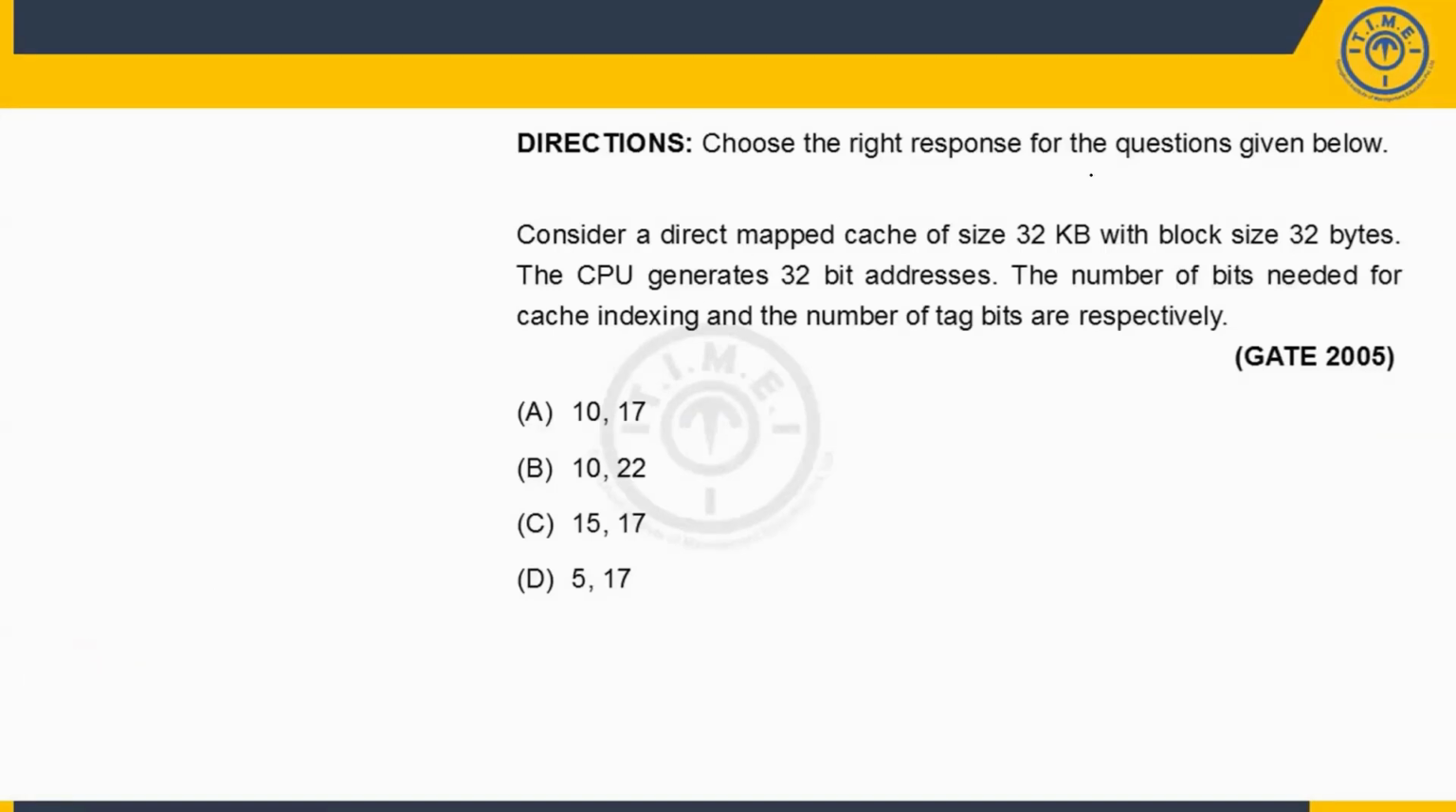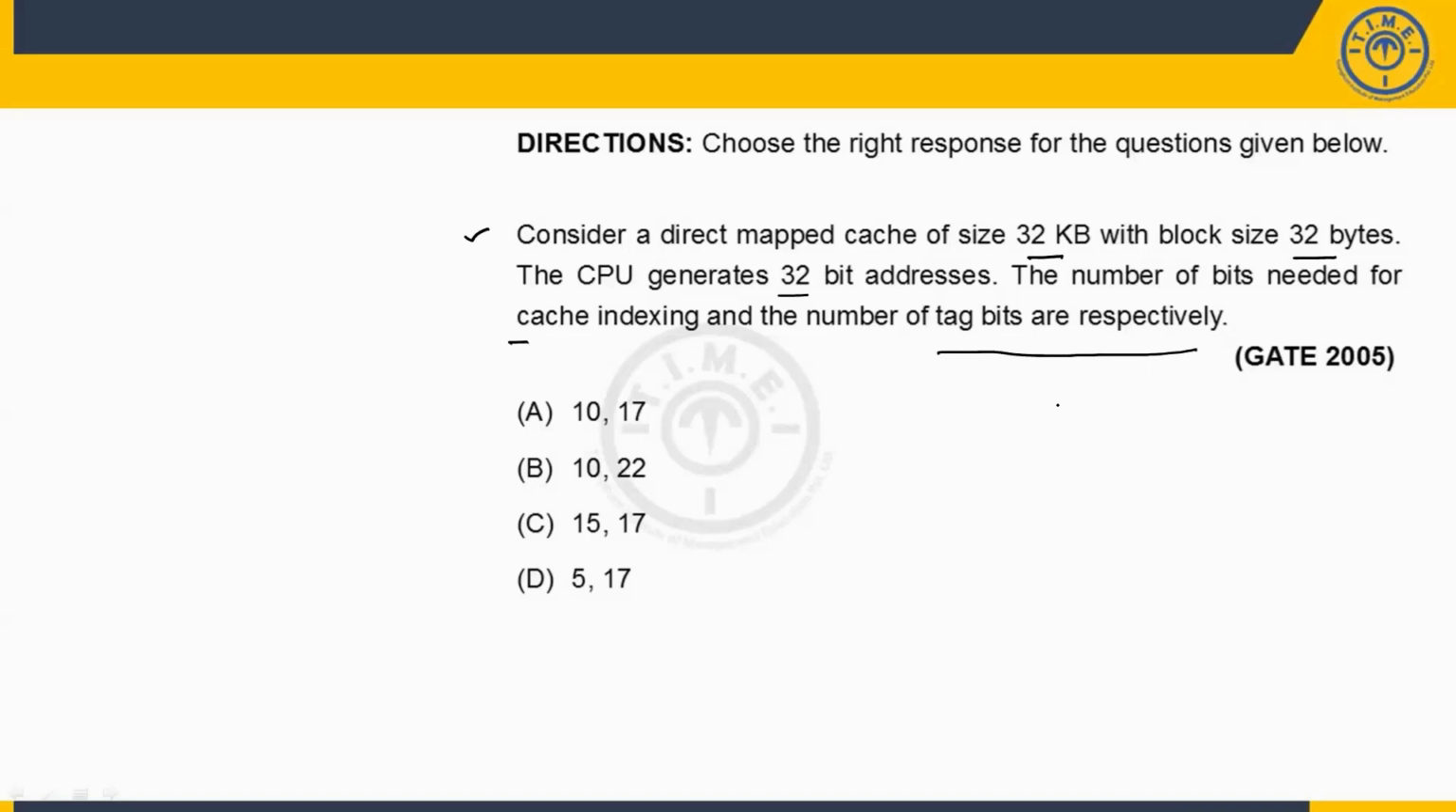Choose the right response for the questions given below. The question is: consider a direct mapped cache of size 32 KB with a block size of 32 bytes. The CPU generates 32-bit addresses. The number of bits needed for cache indexing and the number of tag bits are, respectively.